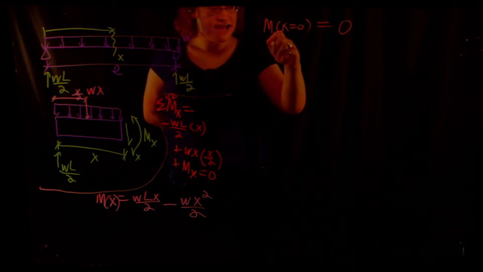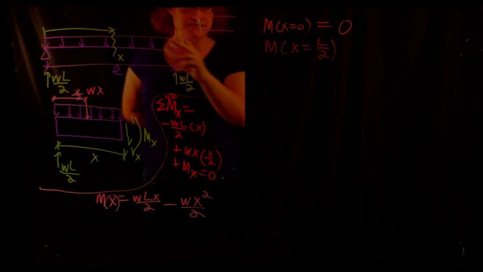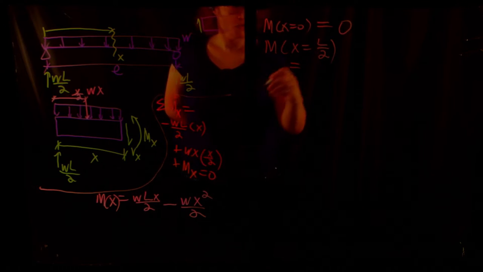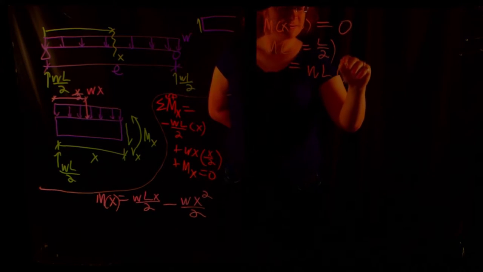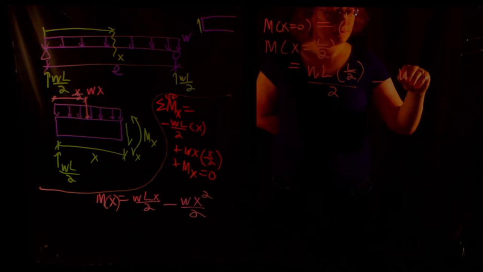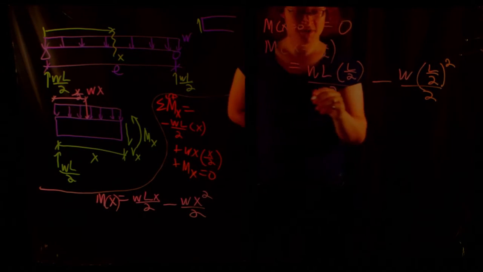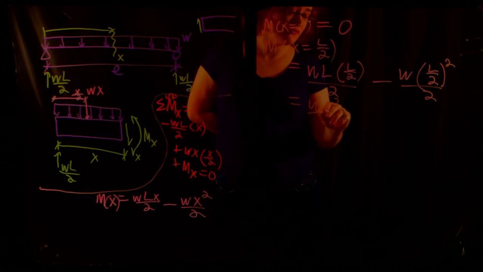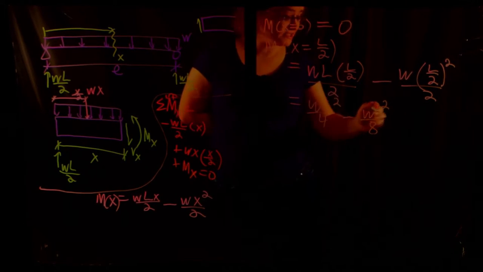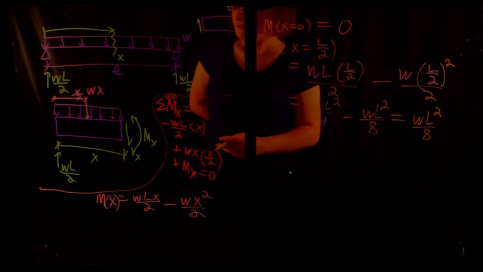Now, what if we looked at the moment at x equals L over 2, so halfway across the beam? Well, let's see, we would have WL times L over 2, divided by 2, minus W times L over 2 squared over 2. And that would then be WL squared over 4 minus WL squared over 8. If you subtract these, this will reduce to WL squared over 8. So that's our center moment, and that would be our maximum moment.